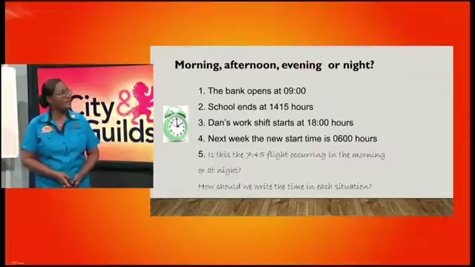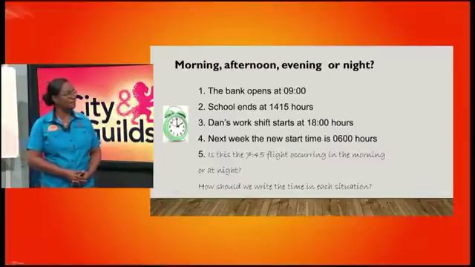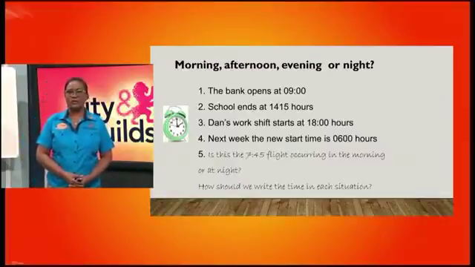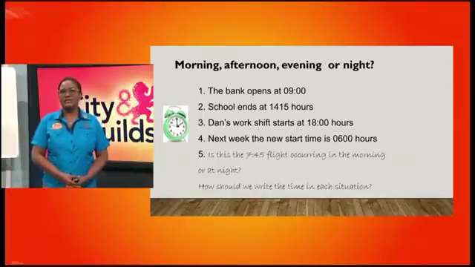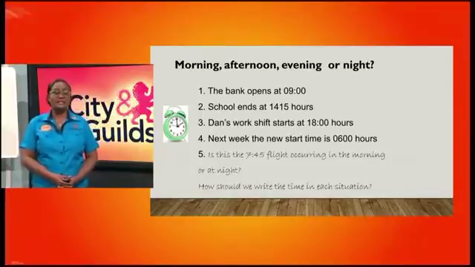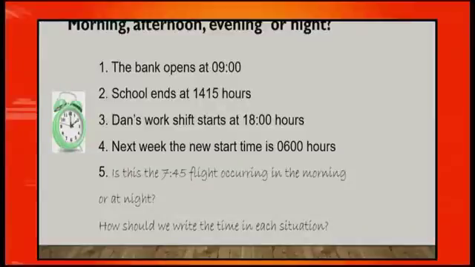So let us go back and look at the same situations again, and we're now using the 24-hour clock to indicate the time. So if the time says that the bank opens at 0900 hours, then that is saying that it is 9 hours after midnight. So what time of the day would that be? Would that be morning, afternoon, or evening? It is morning. 9 hours after midnight would be in the morning.